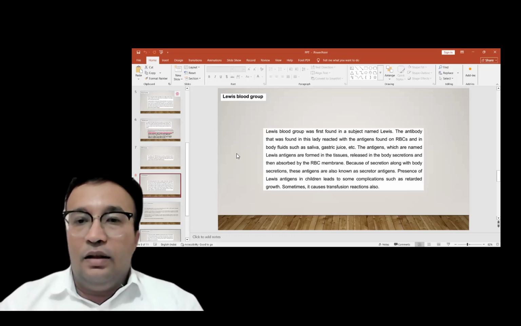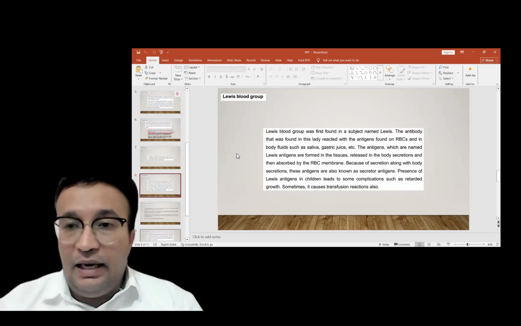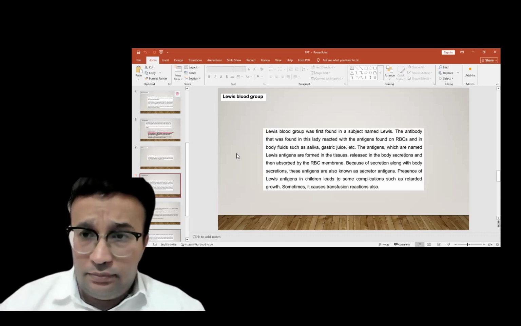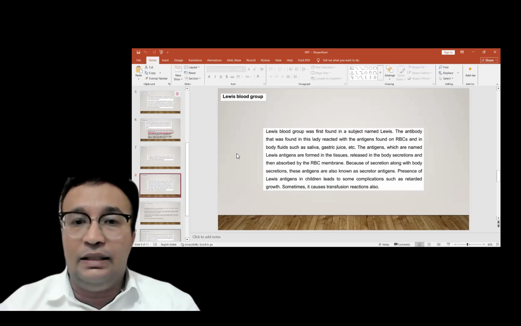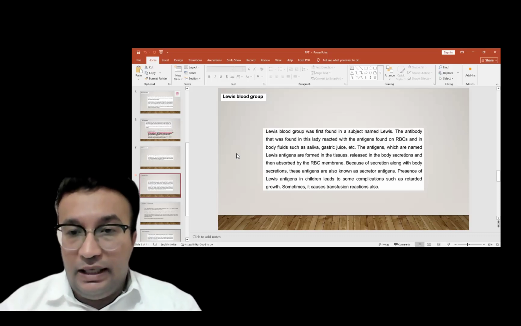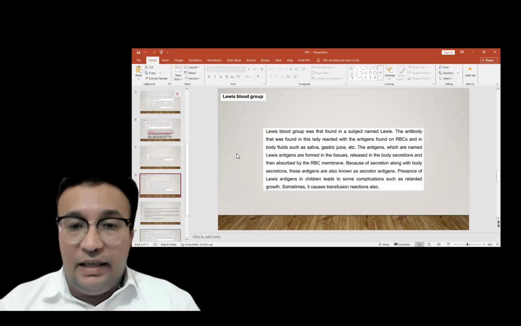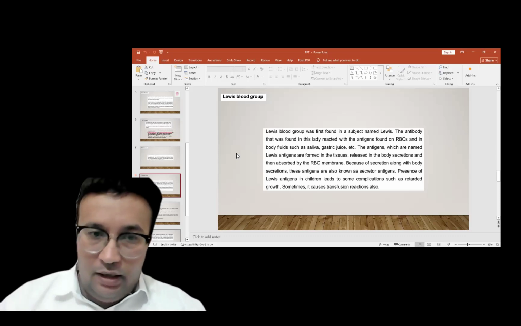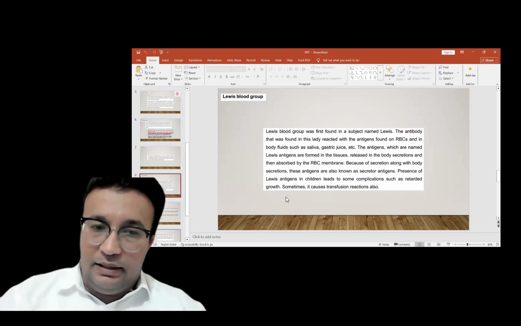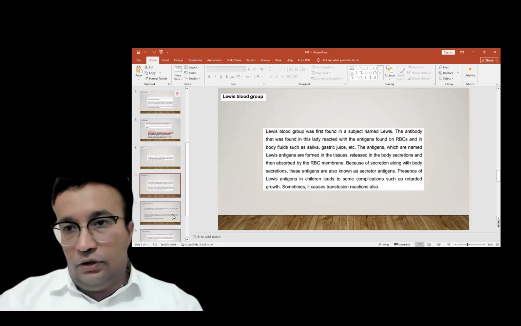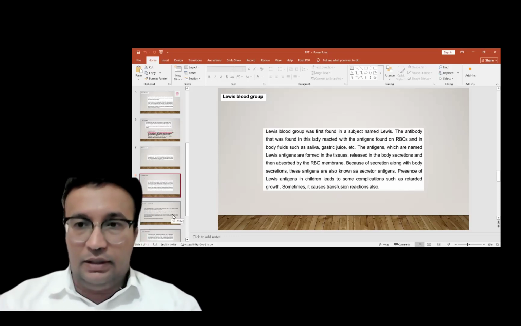Okay. So Lewis antigens were named after this lady, and such antigens are also called secretor antigens or secretory antigens due to their association with secretory body fluids. And of course, Lewis antigens are associated with retarded growth, and it is also a cause for transfusion reactions sometimes.